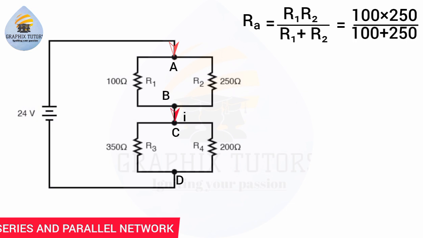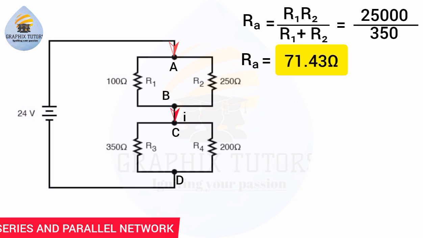And when you do that, 100 times 250 will give us 25,000, and 100 plus 250 will give us what? 350. Now when you divide this by dividing 25,000 over 350, we are going to be having 71.428, approximately 71.43 ohms. So that will be RA, right?